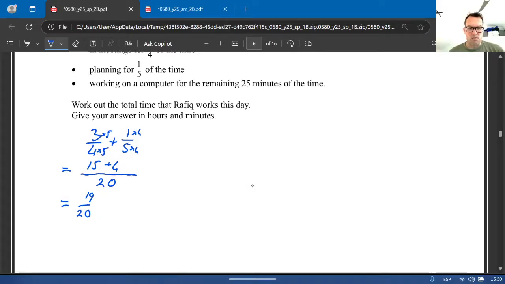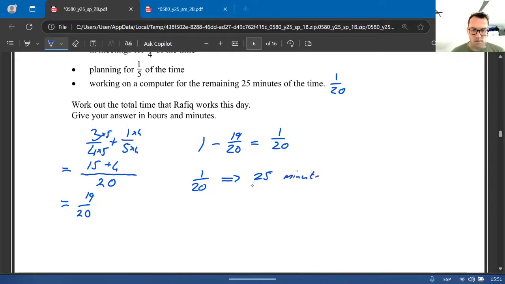So how much time does he spend on the computer? Well, that would be, of course, 1/20 of the time. So the computer time is 1/20. So 1/20 is equivalent to 25 minutes. So 2/20 will be 50 minutes. 3/20 will be 75 minutes. Okay. So what do we need to do, right? We need 20/20. That is all the time.